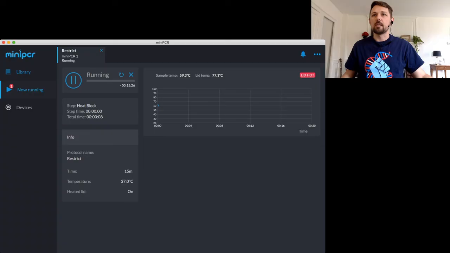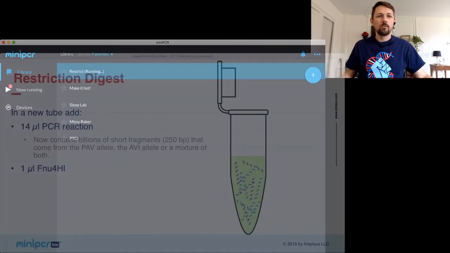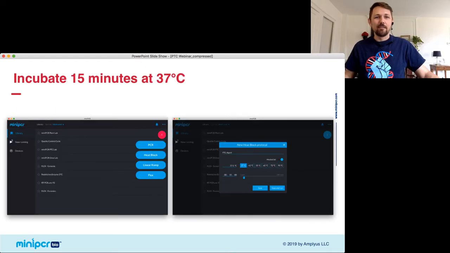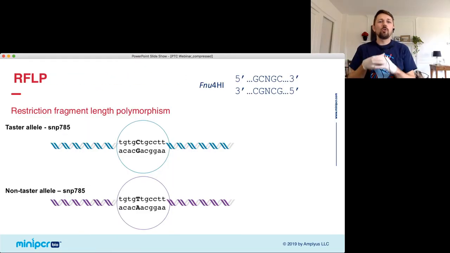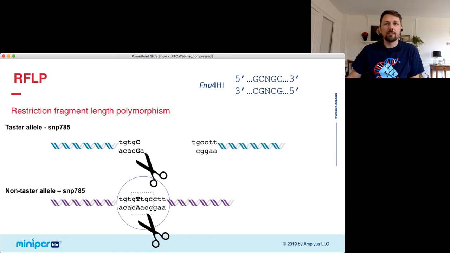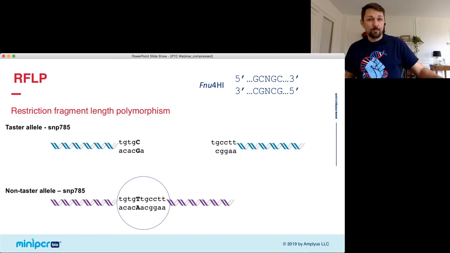Let's talk about the next steps. Oh, I forgot to say we put in the restriction enzyme there. Okay, so again, to remind you, we're looking for this RFLP, and the FNU4H1 site. If it's the taster allele, it will cut it into two. If it's the non-taster allele, it will not cut it. So how do we see that?